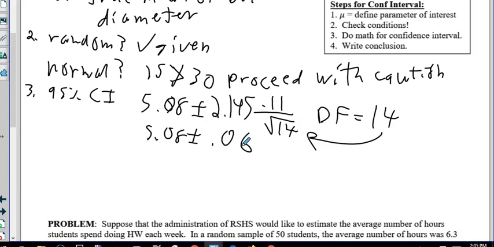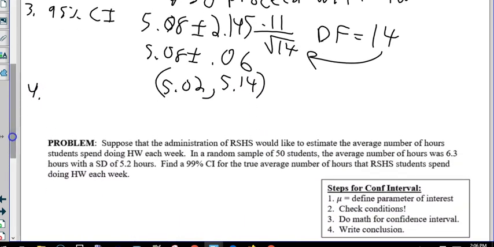So now we're going to subtract 0.06 and add 0.06. So think about it, $5.08. If I subtract 6 cents, that's going to be $5.02. If I add 6 cents, that's going to be $5.14. That's my interval. And then number 4, we're going to have a sentence, but it's not going to be the longest sentence we've ever written.